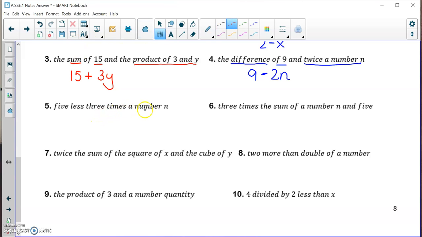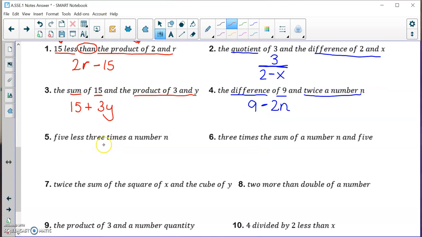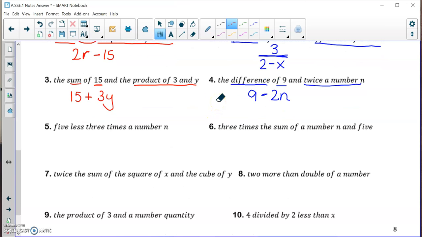5 less 3 times a number n. Since we're writing algebraic expressions, then we know that less does not mean the less symbol. We're not talking about that. That's not an algebraic expression. That would be an inequality, which we haven't gotten there yet. So we're writing an algebraic expression, which means that we know that this less means minus. So 5 minus 3 times a number n, so 3n. We don't switch the order because there is no than or from in that statement.